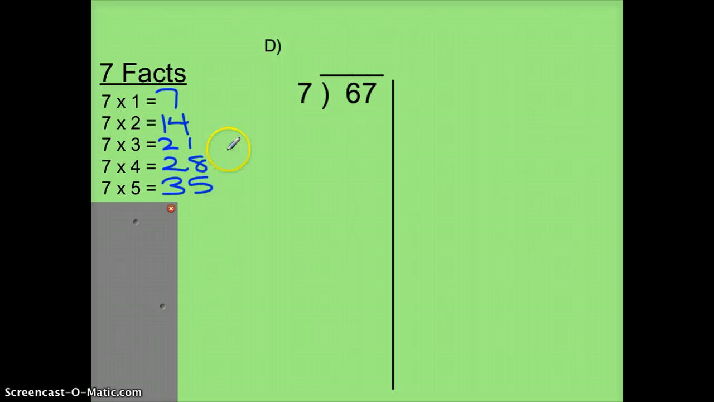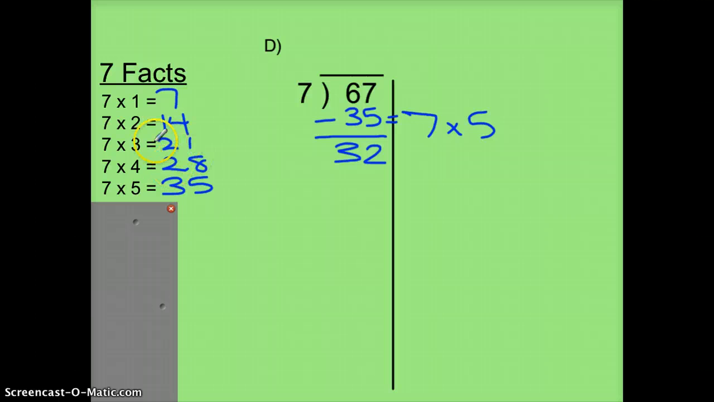First thing I'm going to do is look for a product that gets me close to my dividend, 67, so I'll do 7 times 5 is 35. And what I'm doing is subtracting 5 groups of 7 from 67. 7 minus 5 is 2. 6 minus 3 is 3. 32 is how many I have left.